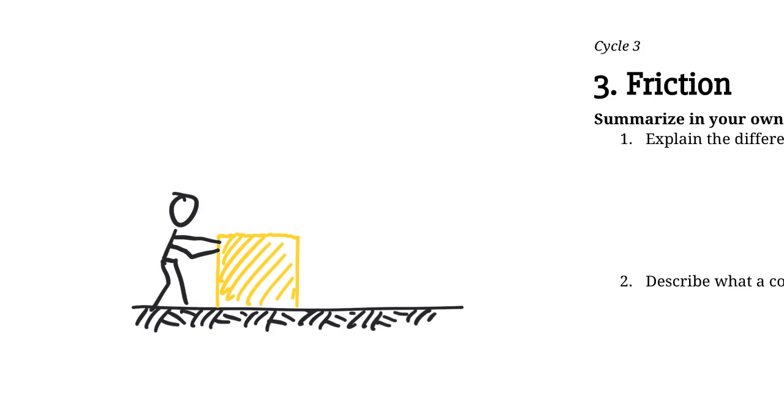You might have noticed, if you've ever pushed a heavy box across a surface, that it's very hard to get that box moving. But once it's moving, it's actually a lot easier to keep it moving. What causes these things to happen?